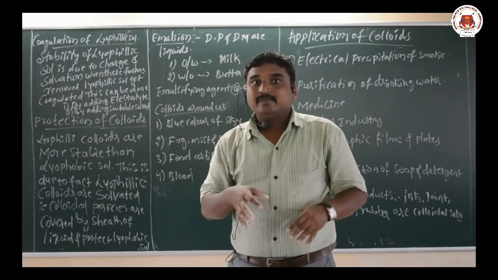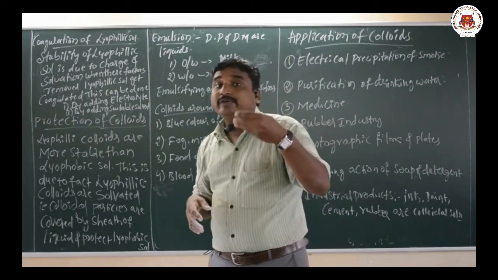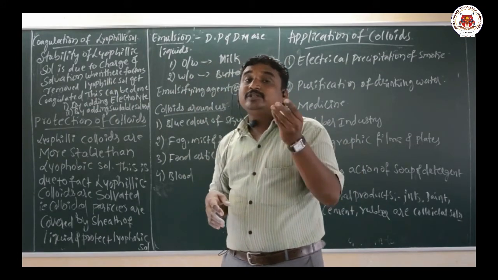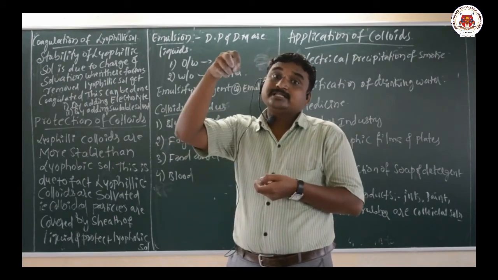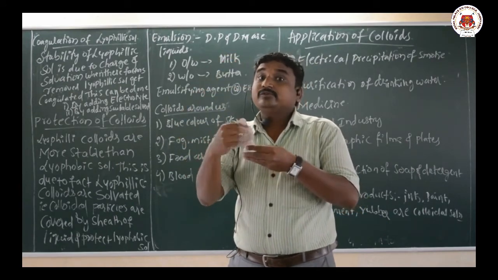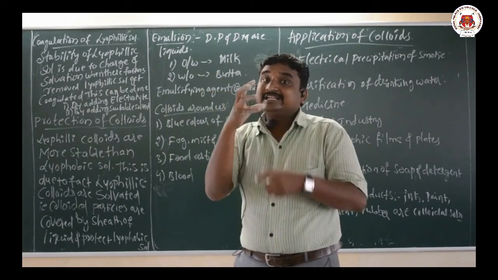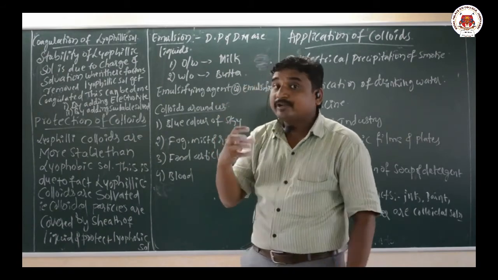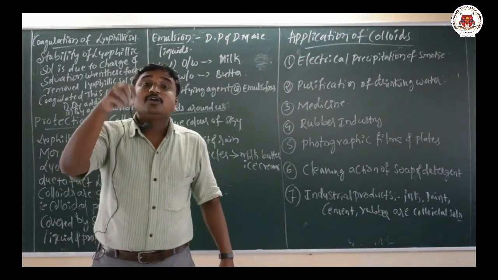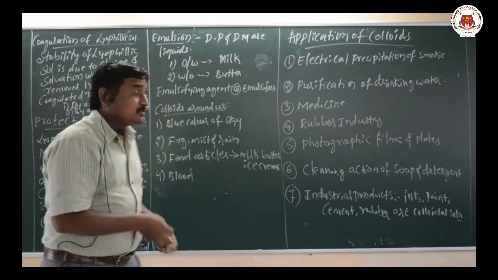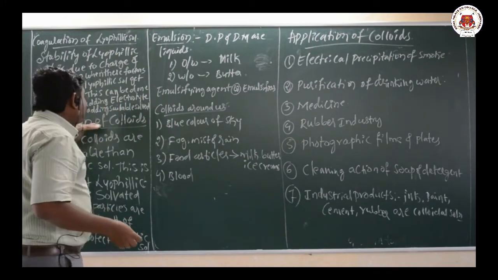Coagulated. The stability of lyophilic sol is due to the charge and solvation. So when we remove the charge and solvation, by adding an oppositely charged electrolyte, the charges will be removed. By adding an alcohol or acetone, dehydration takes place, that is, removal of what here? Water molecules. So automatically the lyophilic sol gets what here? Coagulated, or settles down. So this is coagulation of lyophilic sol.